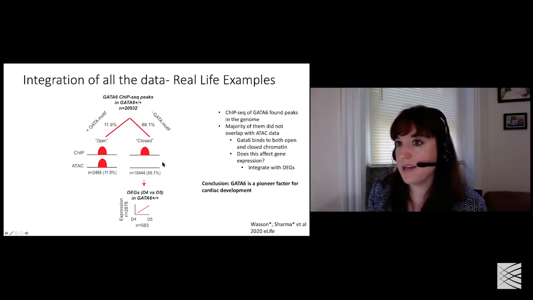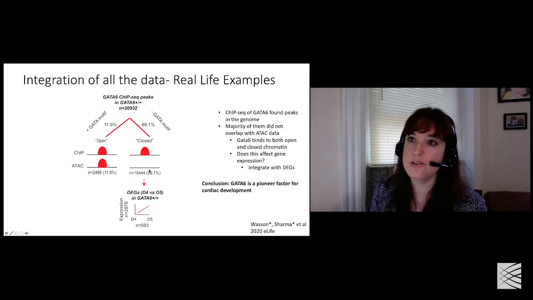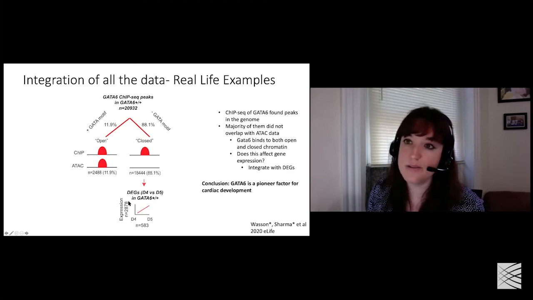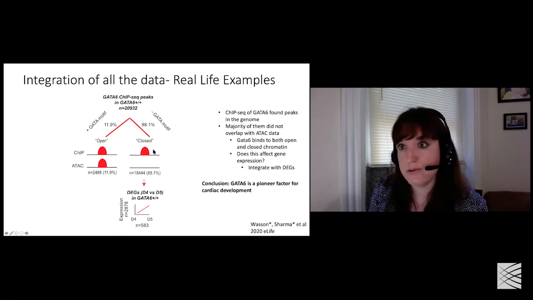The next thing I wanted to ask was, okay, GATA6 is bound to these regions. Does it affect expression of the genes within these regions? And so what I had done was look at the differential gene expression and found that of the 3,000 genes that were differentially expressed between two time points, we get about 600. So a pretty high percentage of the genes that were bound by GATA6 at closed chromatin had differential gene expression over time.